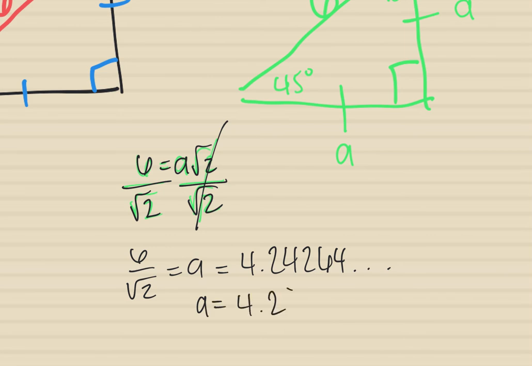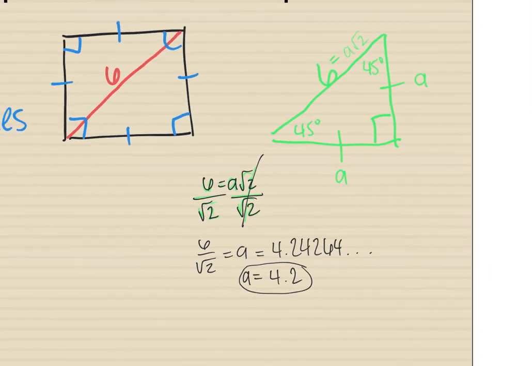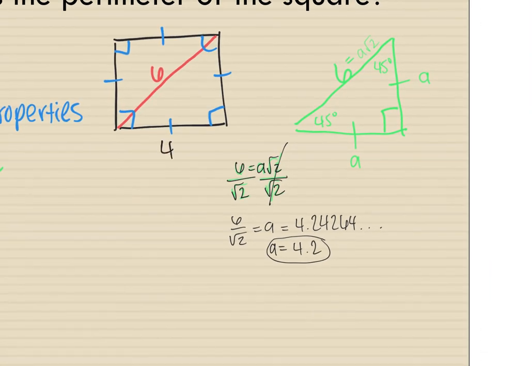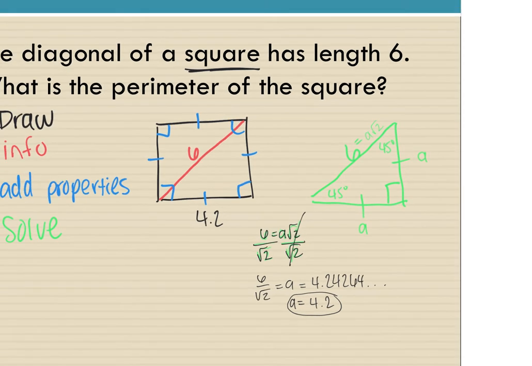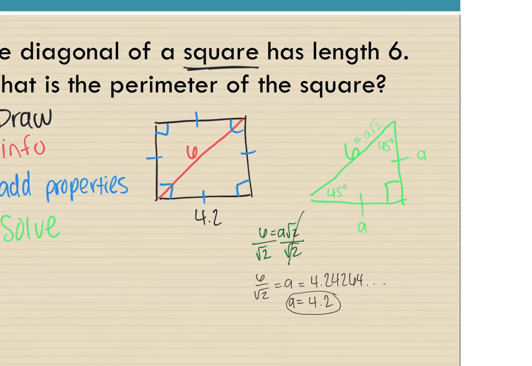Yeah. But that's not what it was asking us for, right? We just found that this little side is 4.2. How do we find the perimeter of it? You multiply by 4. Yeah, you can add up all the sides because they're all the same length, right? Or just multiply it by 4.